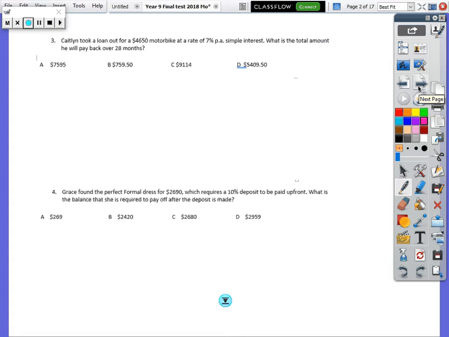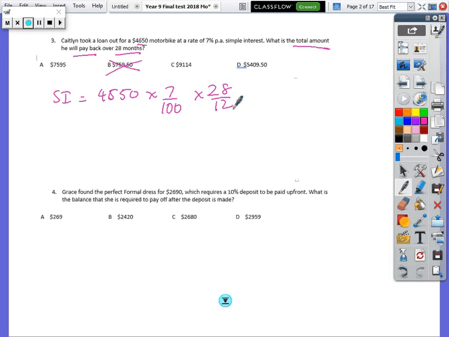Took out a loan of 4,650, and what's the total amount he will pay back? So he has to pay back more than 4,650. So the only answer that's silly is that answer, because he has to pay back more. So simple interest equals 4,650 times 7 over 100 times, now that's 28 months, so it's 28 over 12. And I haven't got my calculator with me, but the answer ends up being that number.